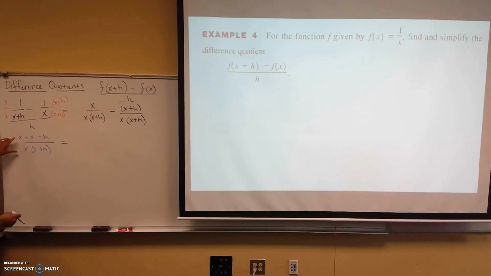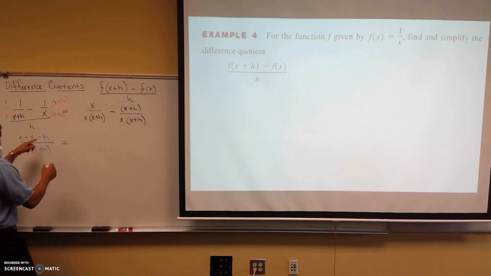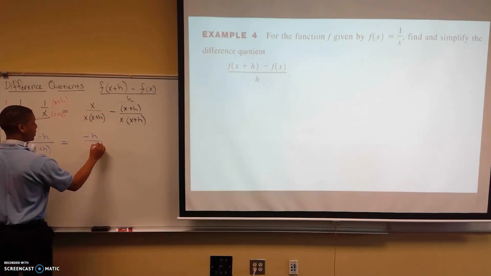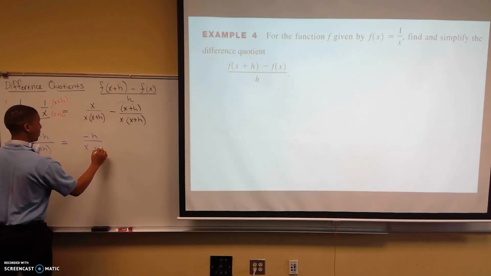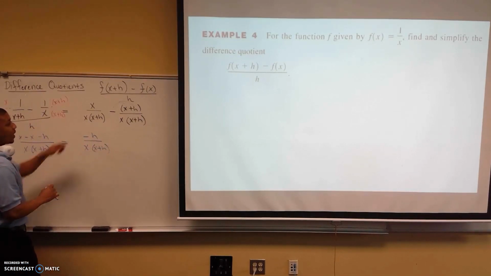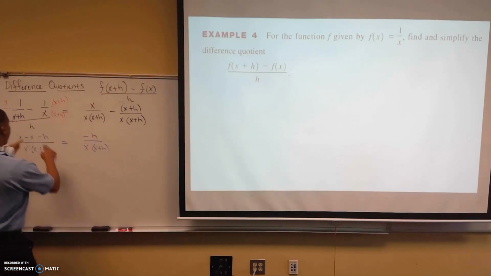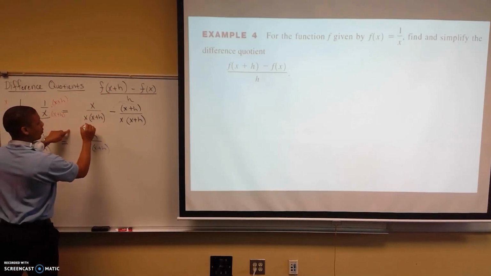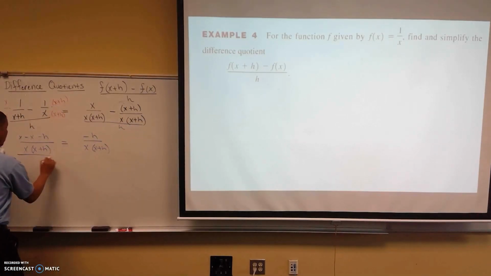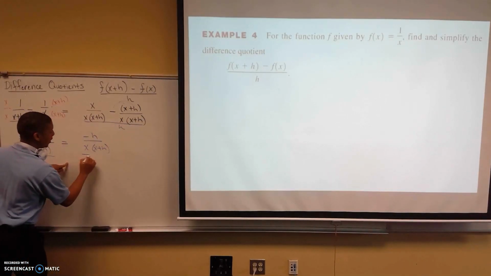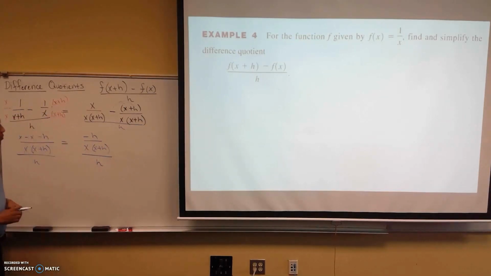So notice here when we're ready to combine like terms, I have a positive x and a minus x, so those guys will just cancel, leaving just minus h on top. Now don't forget this h on the bottom. I just didn't write it for room's sake, but remember all this needs to be over h. So all this needs to be over h. And same thing here, all this needs to be over h.